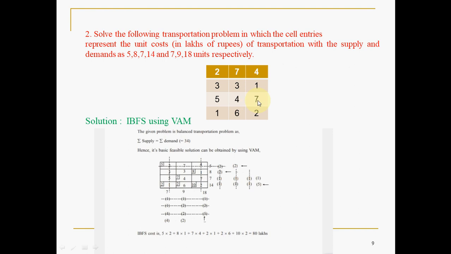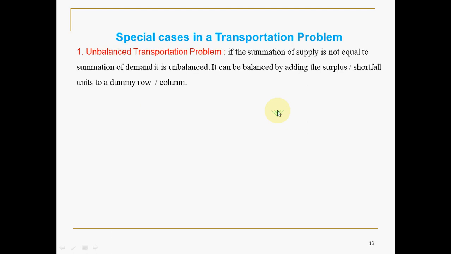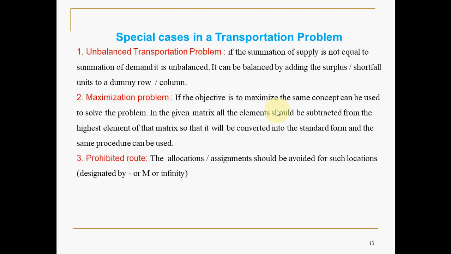All other elements should be subtracted from the highest element. Around the highest element, all other elements you subtract from that highest element. That is the second one. Next is the prohibited route, which we will discuss next.